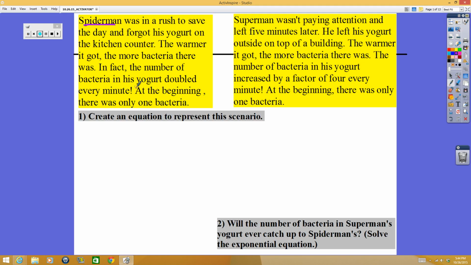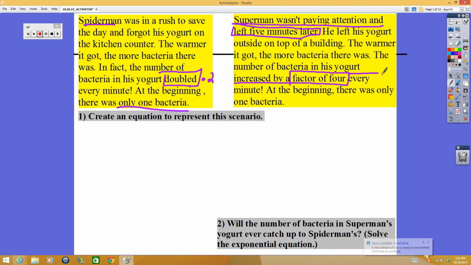The main thing about this, we know it's usually going to start with 1, but the main thing is that it was doubling. Doubling means times 2, right? Superman wasn't paying attention. He left 5 minutes later, which is super important. And the number of bacteria was increasing by a factor of 4. Like we talked about in class, that means times 4.